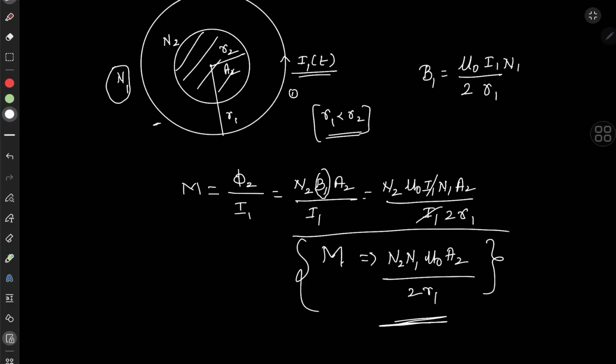This is the expression. Many questions will ask you to find the mutual inductance, and in the exam also they will ask. Next, one more question we will discuss. Find the mutual inductance. Second question.